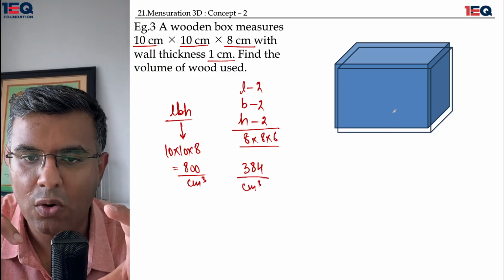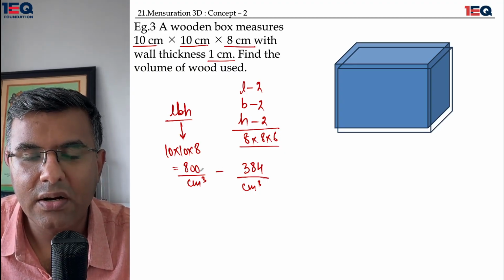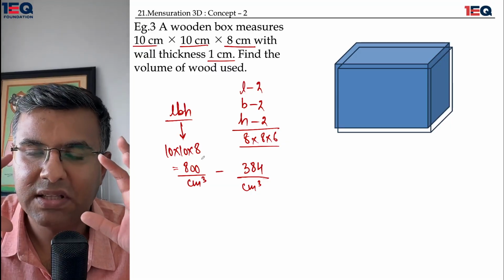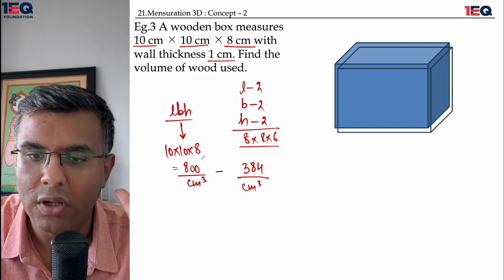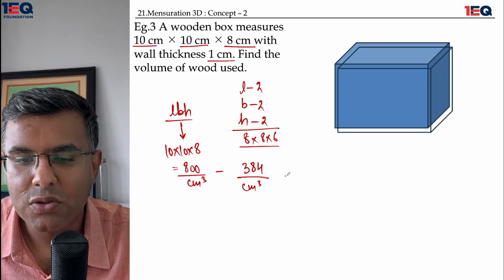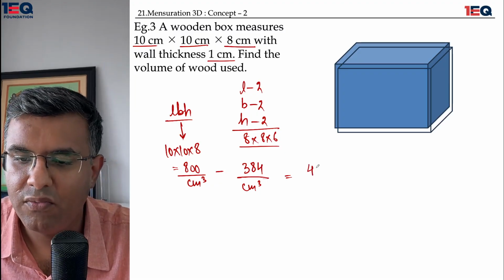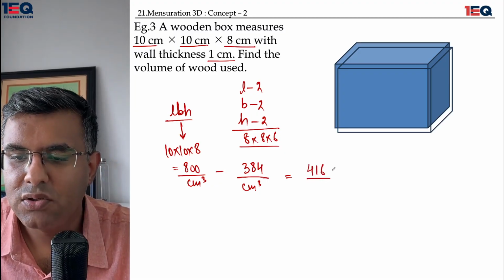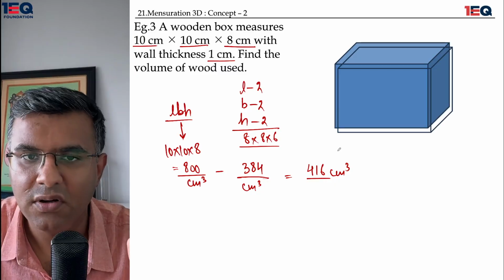Because it is hollow, I need to find the volume of the wood used. So 800 was the outer volume, 384 is the inner volume. Whatever is left behind is simply wood. So the question gets completed by solving this. It would be 416. So 416 centimeter cube is the volume of the wood used in creation of the wooden box.